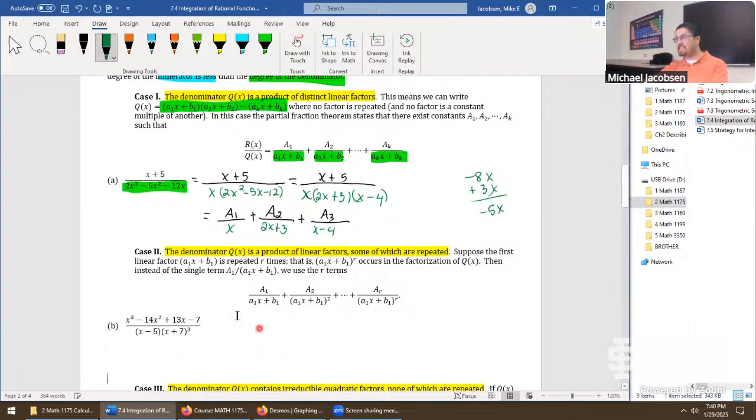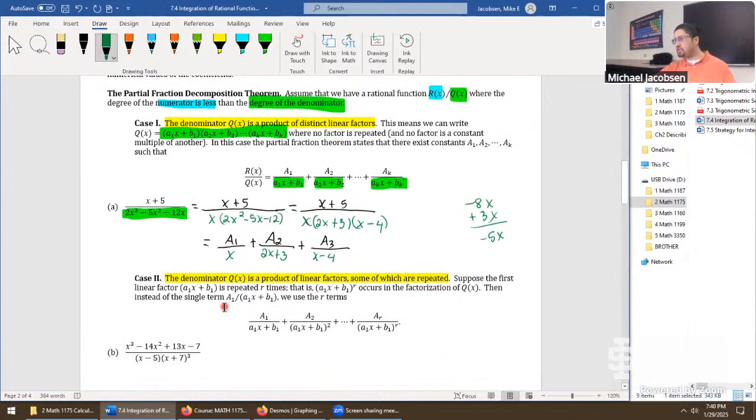So next most exciting case is case 2. And here in case 2, we're not looking at the entire denominator q of x. It says the denominator q of x is a product of linear factors, some of which are repeated. And we're supposing that's the repeat factor, a1x + b1. It's repeated r times, which means it would come up in your denominator as (a1x + b1) to the power of r. Again, that would be like putting a power 5 on the x minus 4. That means we have to break apart this according to this rule.